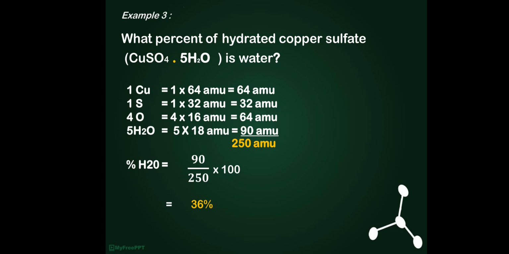So the question would be, what percent of hydrated copper sulfate is water? So the only part you need to solve for is the water. So the percentage of water, H2O, is equal to 90 over 250, which is the formula mass, times 100, and the answer would be 36 percent. So that's what I was saying a while ago: read the word problem first before calculating.